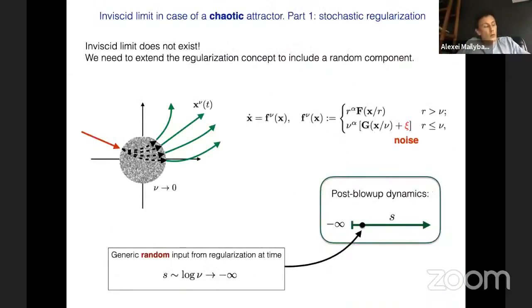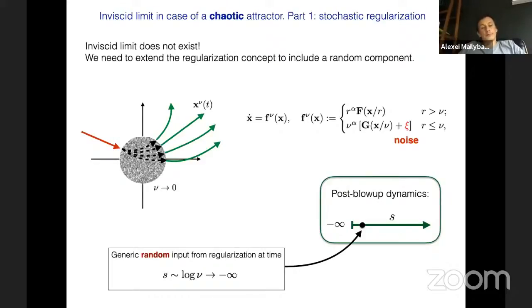So now we come finally to the main part. It is the case when the attractor on a sphere is chaotic. So what happens if the attractor is chaotic? Now certainly the implicit limit does not exist. It exists along subsequences, but this doesn't make any sense from the point of view of choice.